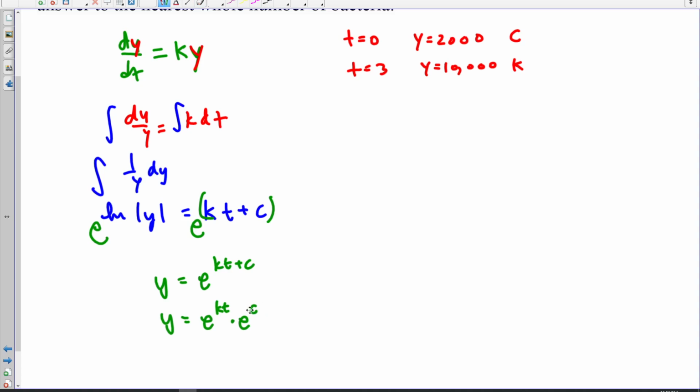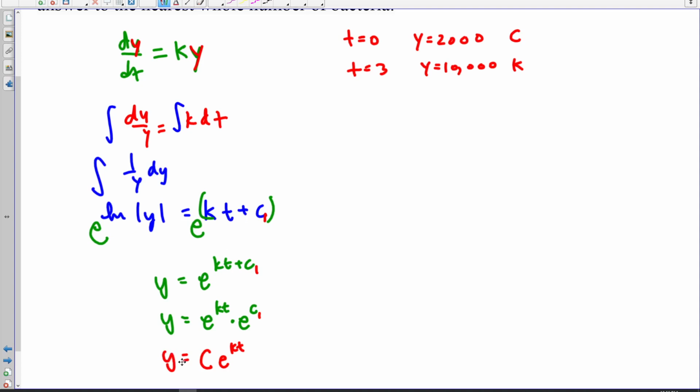But e to the c is really just another constant, because e is a constant and c is a constant. So what I do is I call this c a c1, and I make a new c. This new c is equal to e to the c1. And this would be c times e to the kt. All right, so first you separate, then you integrate. Sometimes you exponentiate, and then I solve for y or c. And here I solve for y first. I could certainly have solved for c in this equation here. You could try that on your own time. I actually think it might have been easier.